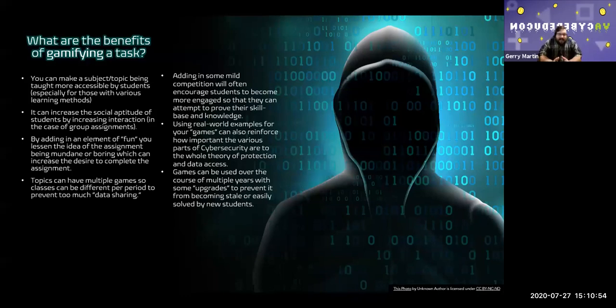Now, you can have different games for the same topic. One thing that you run into when you are working with students, especially in a high school where you're doing periods, is that one period could spoil the game for the next period. Maybe not intentionally, but let's say you have a class before lunch and a class after lunch. Well, during lunch, some of the students may accidentally spill the beans about the game, which can then reduce some of the desire to do it.